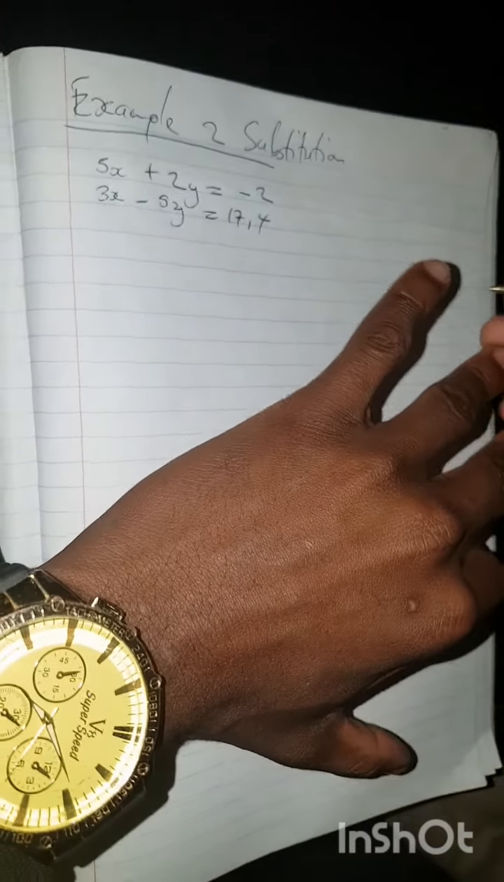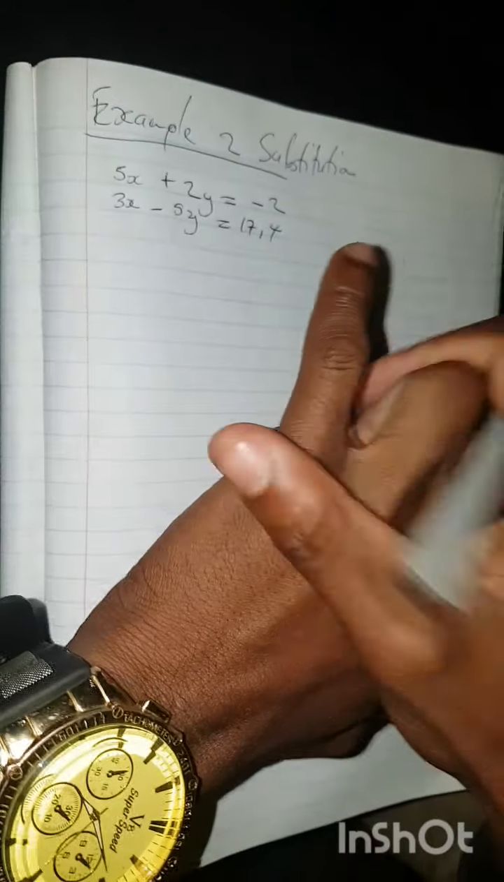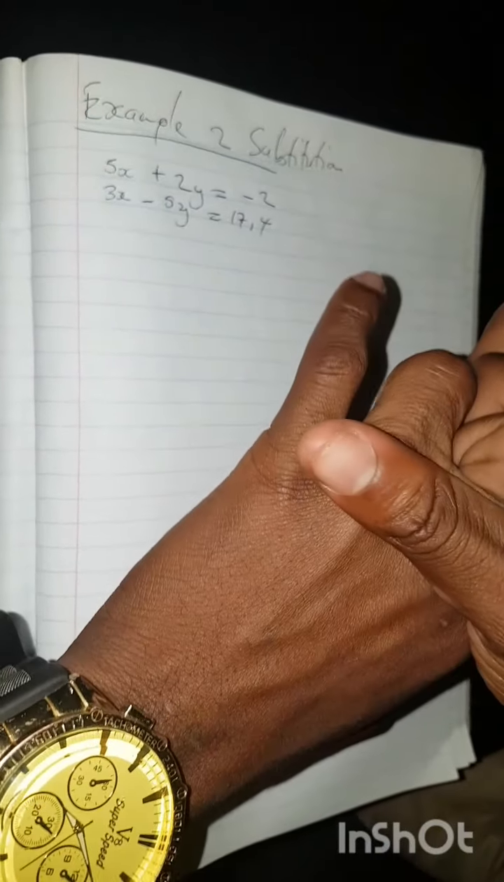Method of substitution. The substitution method is where we either substitute for the value of x or substitute for the value of y.